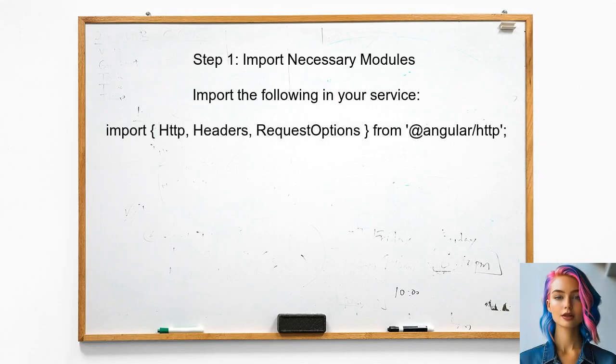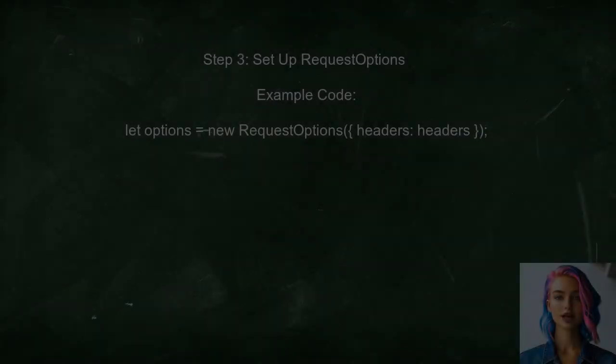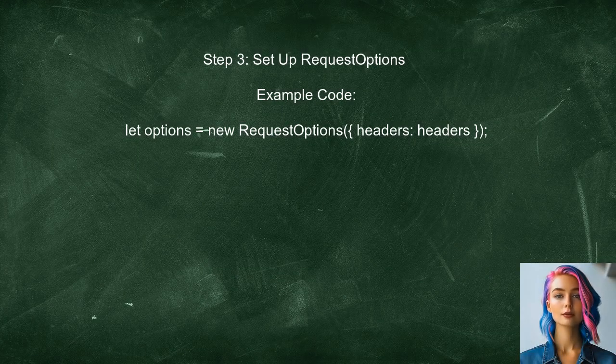To add a header to the post request in Angular, the user should start by importing the necessary modules. This includes the HTTP module, headers, and request options from Angular's HTTP package. Next, the user needs to create an instance of the headers class. This instance will hold the headers that need to be sent with the request. After creating the headers, the user should set up the request options object. This object will include the headers created in the previous step.